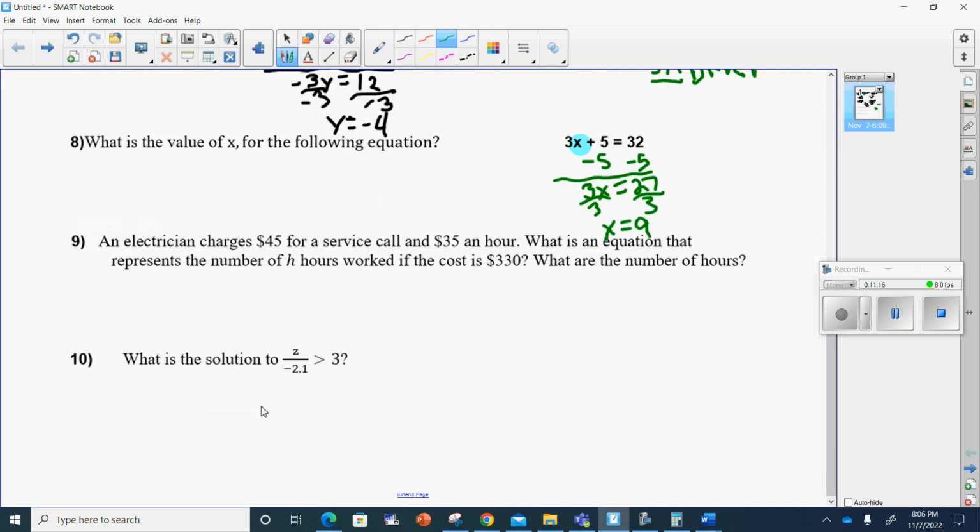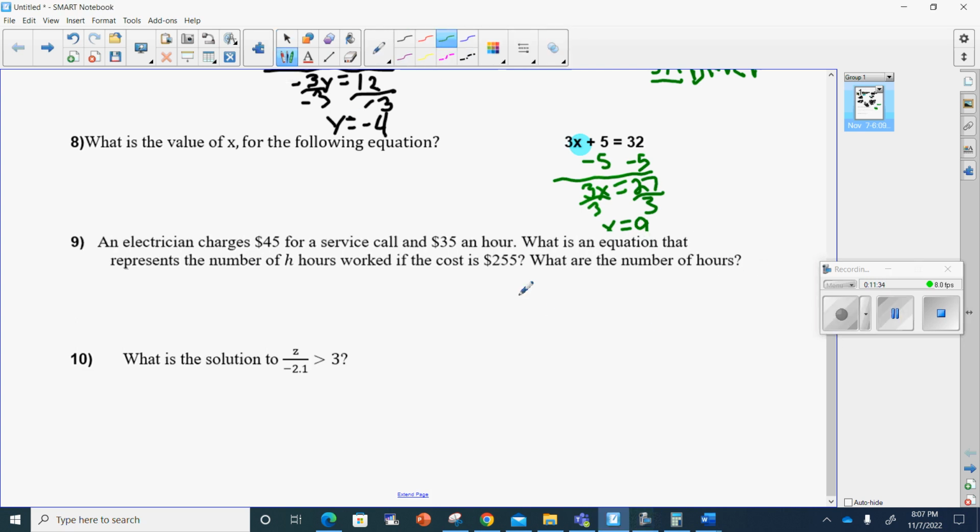All right, number 9 says an electrician charges $45 for a service call and $35 an hour. What is an equation that represents the number of hours worked if the cost is 330? And this is a misprint. I got to fix this really quick. Hold on. All right, I got it all figured out. It should have been 255. So what are the number of hours?